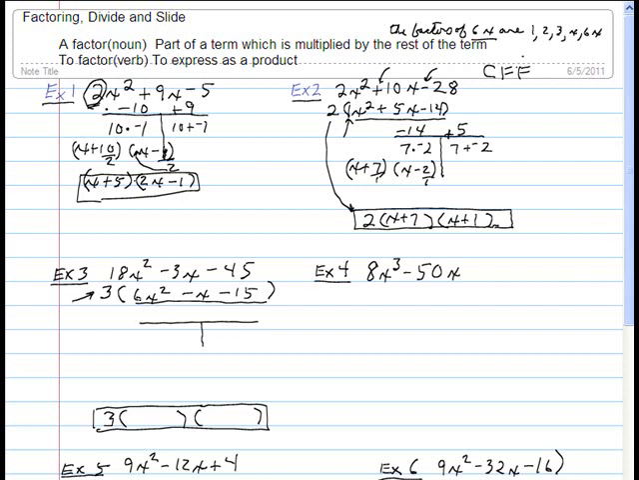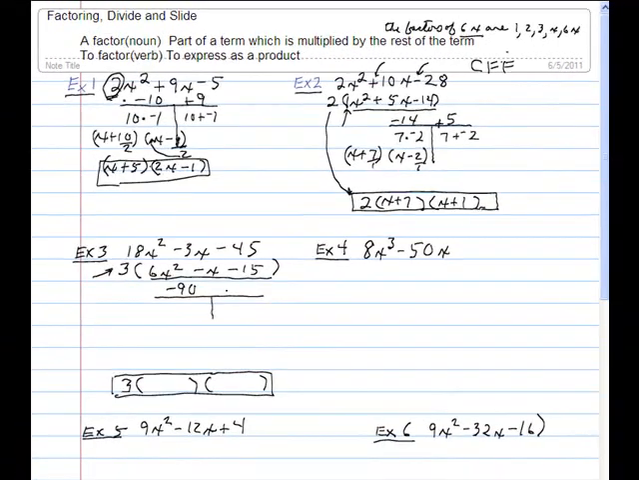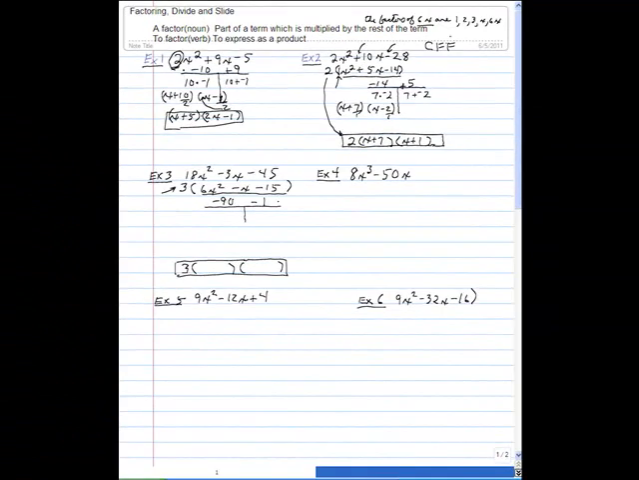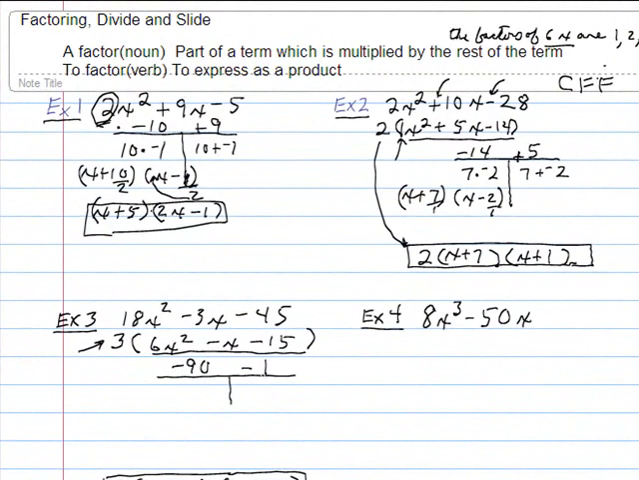I want to multiply the first coefficient, 6, times the last coefficient, negative 15. 6 times 10 is 60. 6 times 5 is 30. So that's going to be 90. And it's a positive times a negative, so it's going to be negative. My center coefficient is going to be negative 1. Oh, worked out easy again.